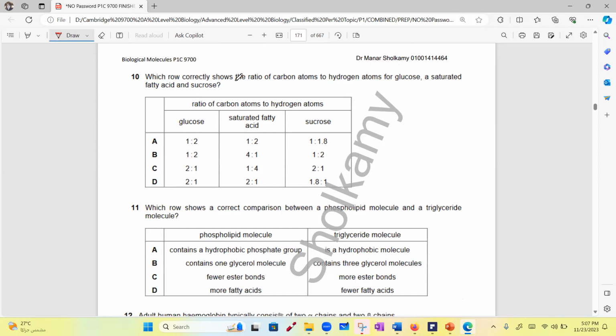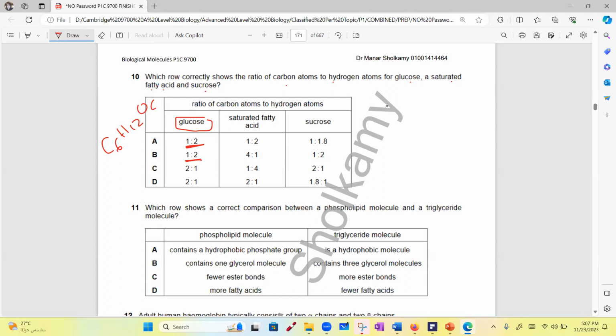Which row correctly shows the ratio of carbon atoms to hydrogen atoms for glucose, a saturated fatty acid, and sucrose? Now, the ratio of carbon atoms to hydrogen atoms. The glucose will be easy. C6H12O6. They want the ratio of carbon to hydrogen. 1 to 2. C6H12O6, of course 1 to 2. So the answer is either A or B.